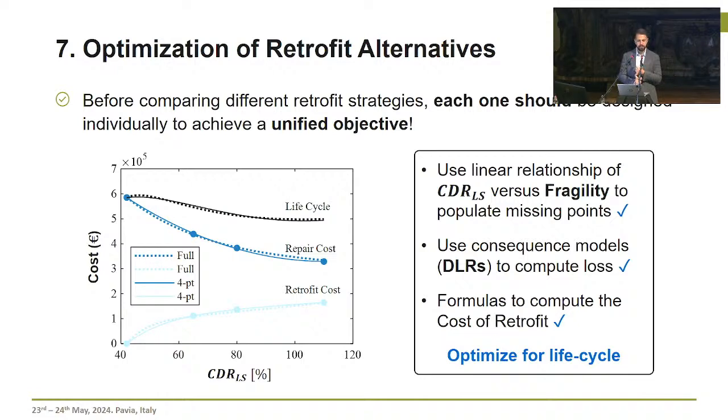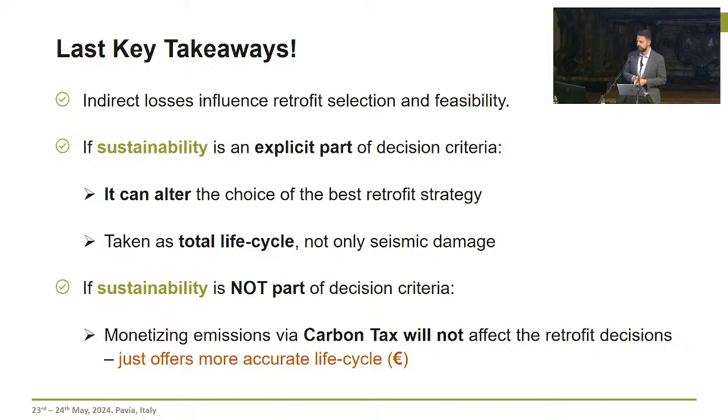And in this case, we have the simplified fragility-oriented approach, we have consequence models, and we have equations that estimate the cost of seismic retrofitting. So, final key takeaway: we saw that the indirect losses can actually influence the retrofitting selection and feasibility.